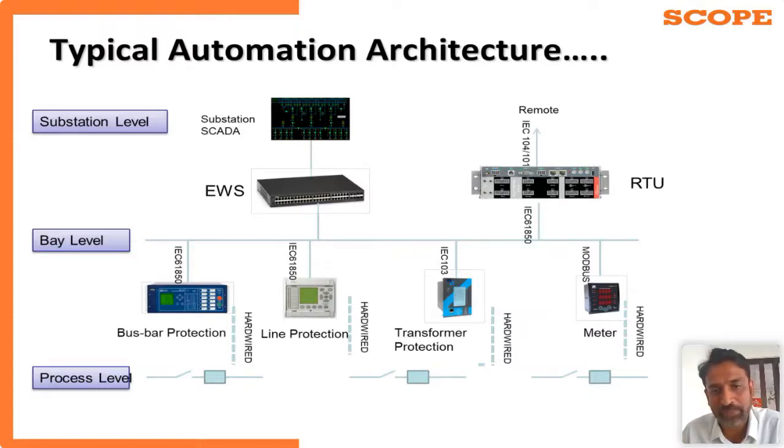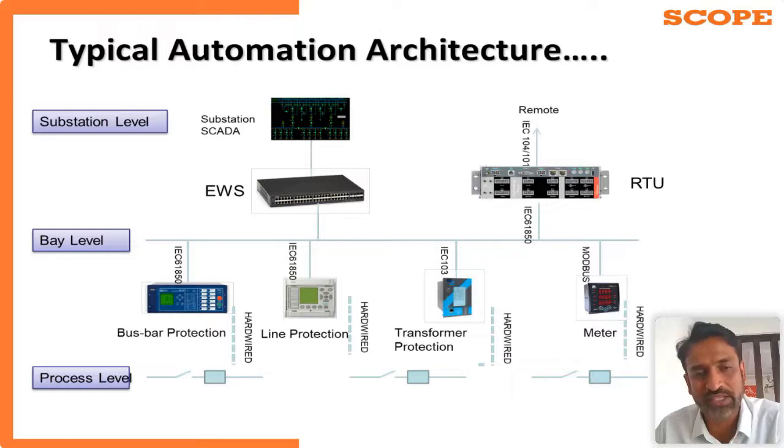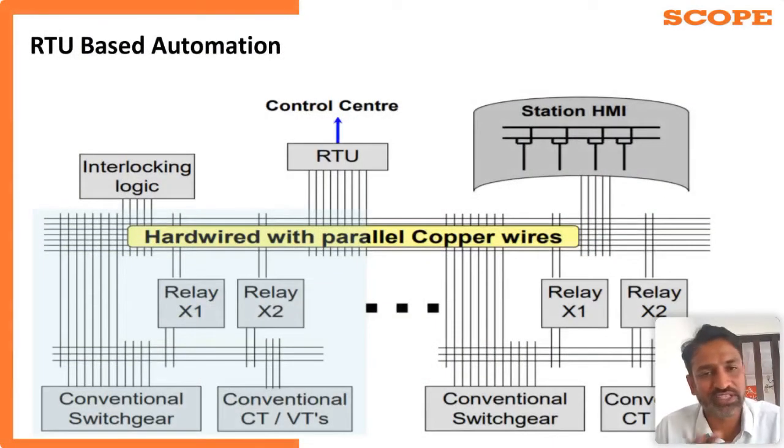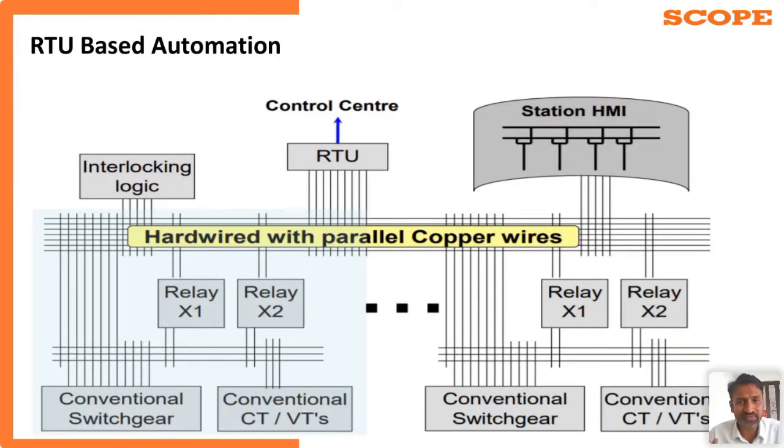You may go for the gateways, that is our RTUs, where it takes all the data from relays, BCUs and meters, and connects on 61850 and sends all this data to LDC or SLDCs on 104 protocol or either 101 protocol. This is the typical automation system right now we are using. But when it comes to the RTU based automation system, this is the system we are using.